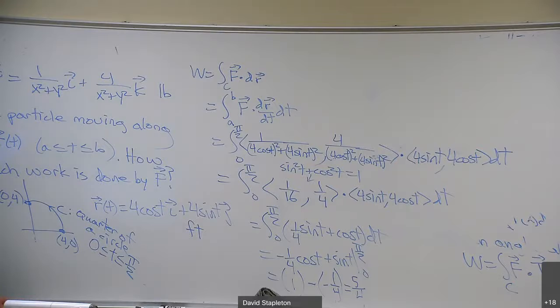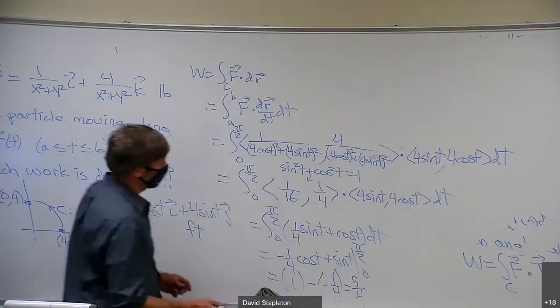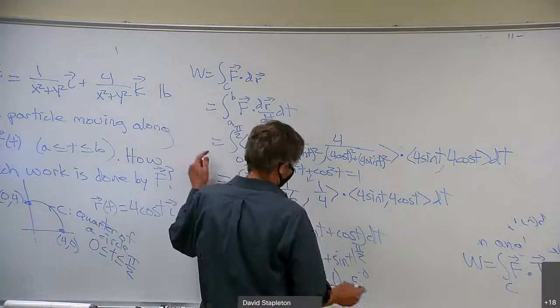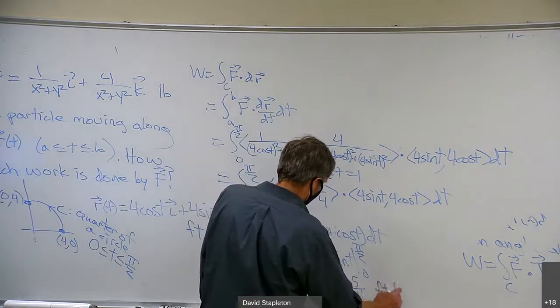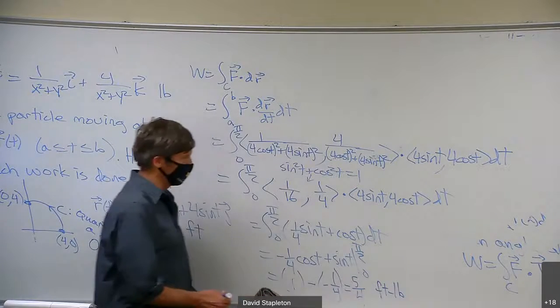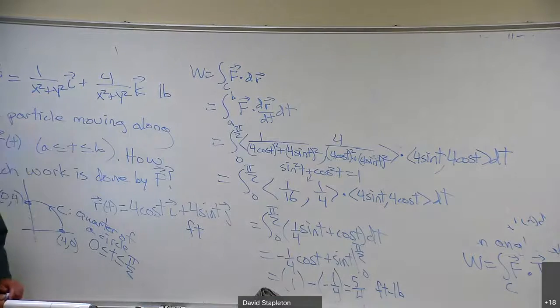Foot pounds? Yeah, in the English units it's foot pounds, right? It's force times distance, right? So it's units of force times distance, just like the constant case, it's foot pounds. And you're right, in the international system, it's newtons.